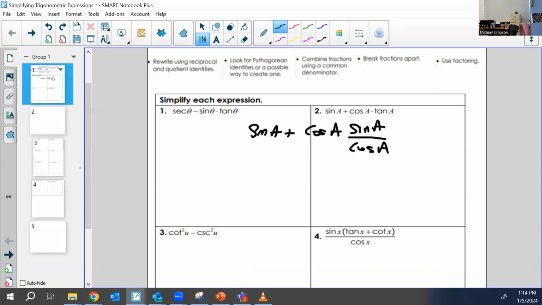All right. So okay, look at number 2. What's my next step on number 2? Exactly. That cosine goes away. What am I left with? Not sine A squared. It's going to be sine A plus sine A. And what's that equal to? 2 sine A. 2 sine A.